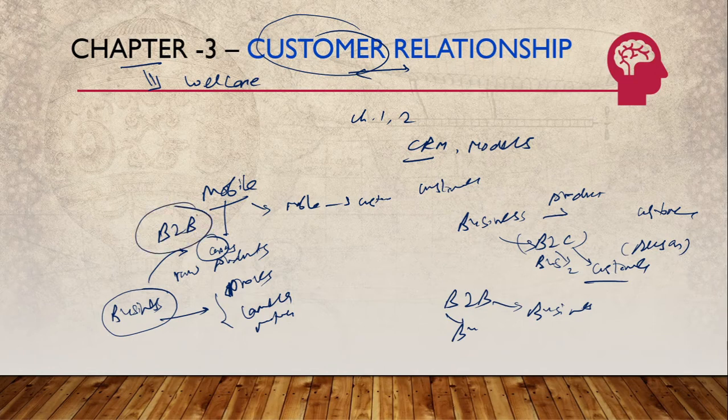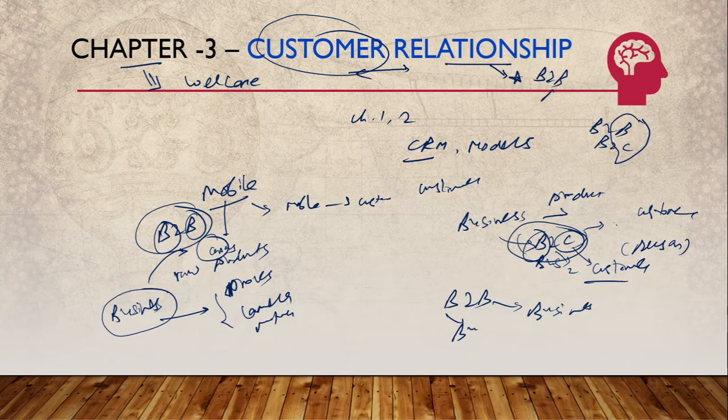So here this business is the customer to that business, whereas normal B2C is a business to a direct customer, which is the end customer. So that is the difference between B2B and B2C. A customer can be a business or a single individual customer. It is essential to maintain a relationship in B2B as well as B2C.